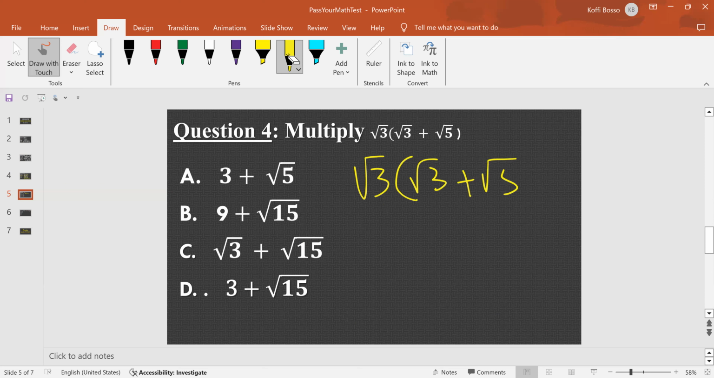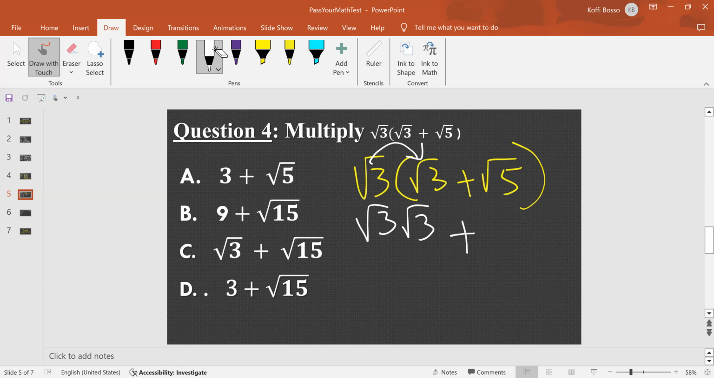That means what? I will take a square root of 3. I will multiply by this square root of 3. So I have square root of 3 multiplied by the other square root of 3. Plus, I take the same square root of 3 multiplied by square root of 5. So distributing this helps you to remove the parentheses. Now let's work it out.